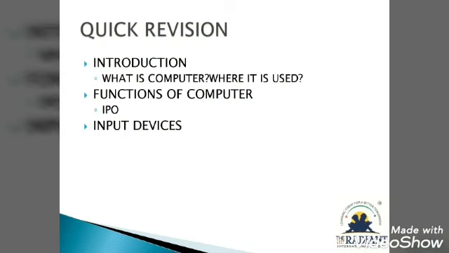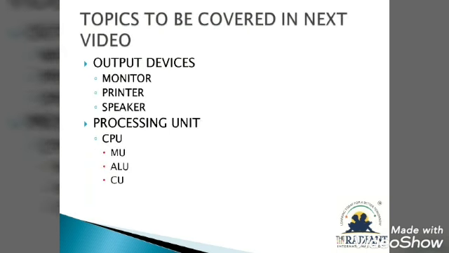The next topic we have covered is functions of a computer. A computer mainly functions on three things: input, process and output, which is also termed as IPO. Input is the data which we enter in the computer. Process is the processing done by the CPU on the given data, and output is a meaningful result. Then we have studied different input devices. These input devices are used to enter data in the computer. In the next video, I'll cover the remaining part of the chapter, which is output devices and processing unit.